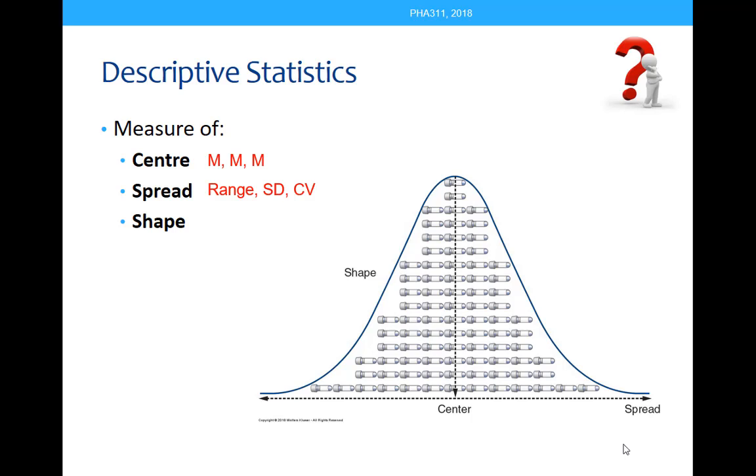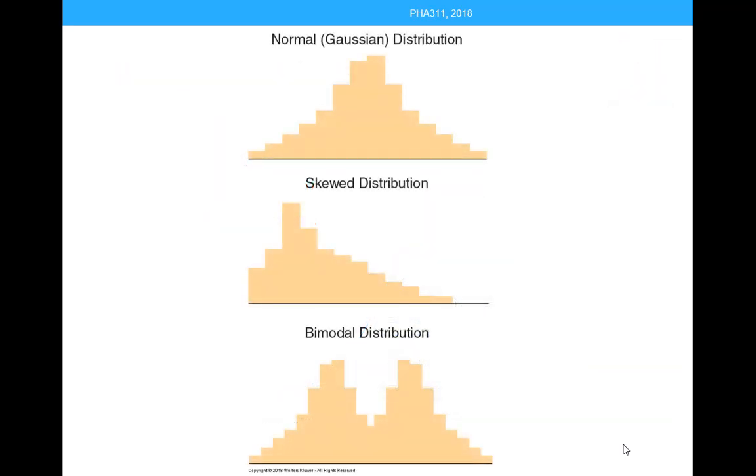What is the measure of shape? How do you describe the shape? Shape is the curve, bell curve, you said, right? So this is the bell curve. It could be a normal distribution, it could be a skewed distribution, it could be a bimodal distribution. Let's see the next slide now. Okay, so distribution could be normal or bell curve, it could be skewed to one side, it could have two peaks, bimodal distribution.